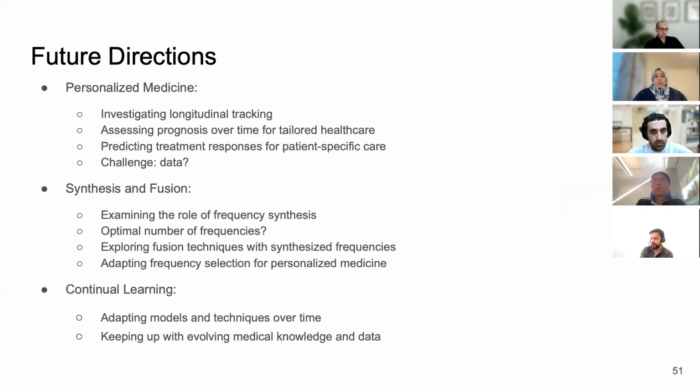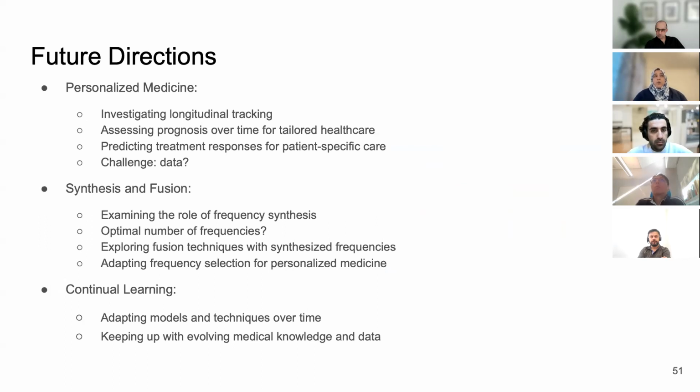As future direction, we can think about personalized medicine, where the focus shifts toward tailoring healthcare to the individual patient. This entails delving into temporal tracking, enabling us to monitor change over time, assess prognosis, and predict treatment response. However, this requires a large dataset, and this requires a dataset with the same patient over time.